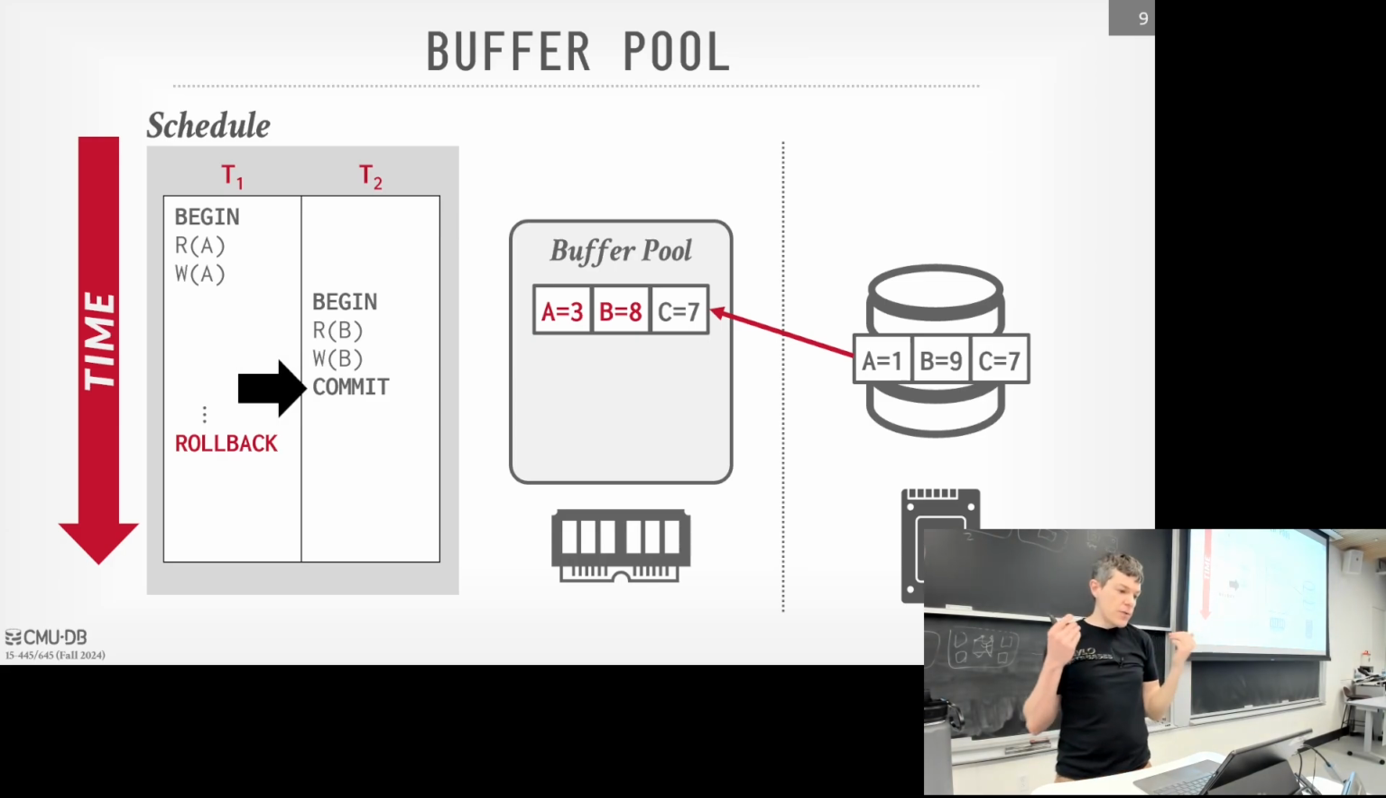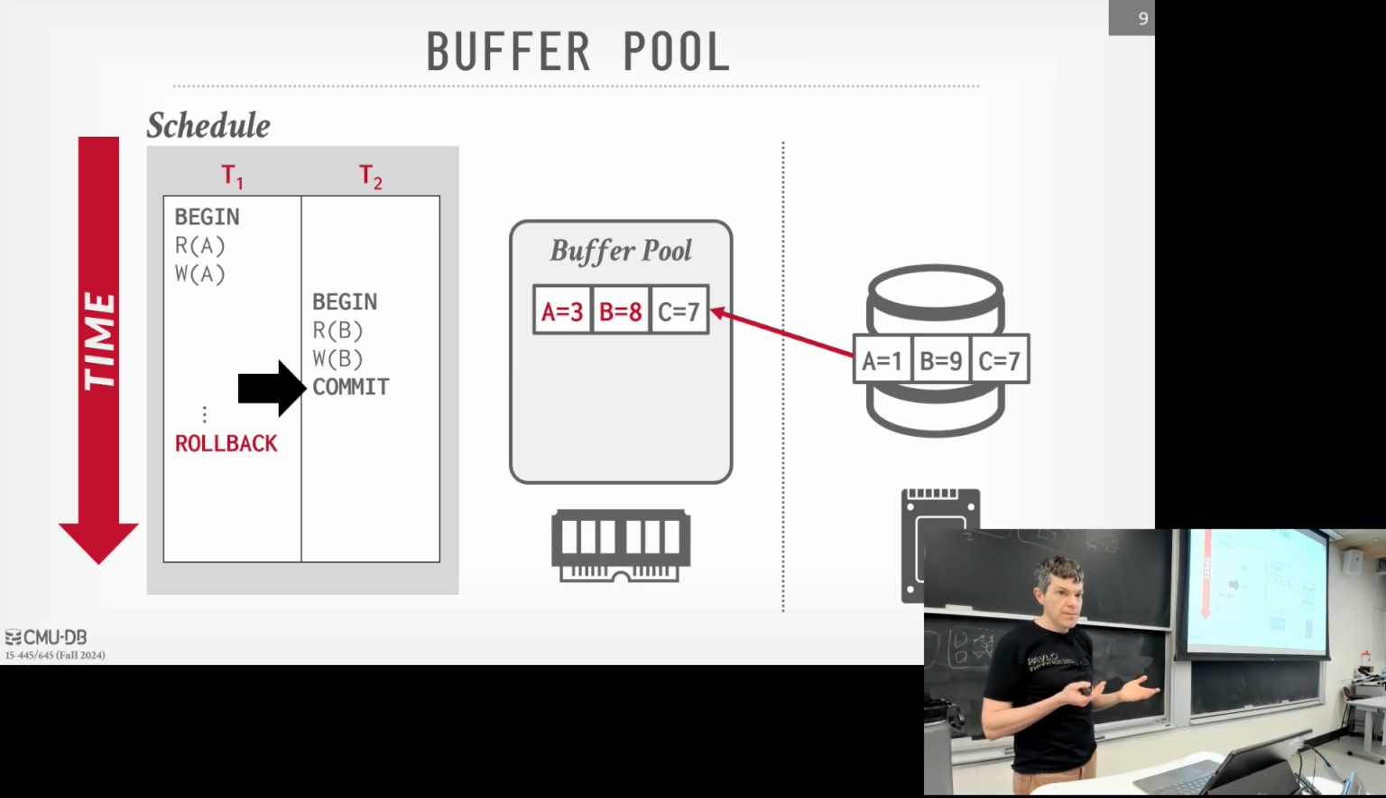And then now, though, T2 wants to commit. So what do we say? Right? Any transaction where we tell the outside world that it's committed, we got to make sure that its changes are written out to disk. Okay, well, what if I go ahead and write out this page here, write it out to disk? What's the problem with this?